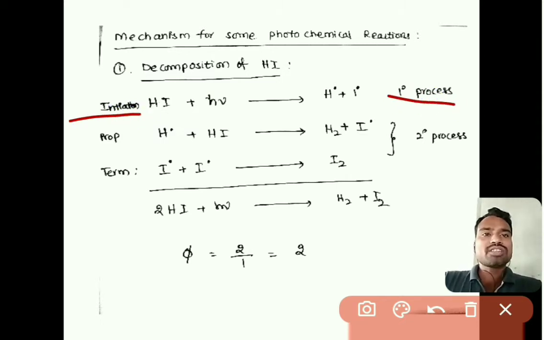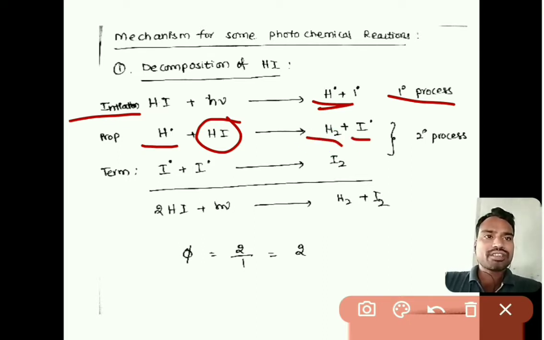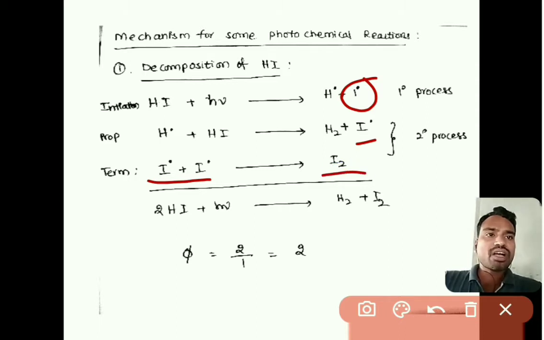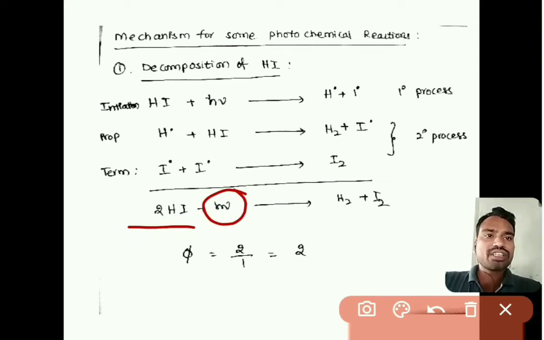And in the secondary process, the H dot formed here will react with another HI molecule, and that is converted into H2 plus I dot, right? And this I dot formed here will react with the I dot from the primary process, and I dot plus I dot gives I2, right? So this is the decomposition of HI. The overall reaction is 2 HI molecules, by absorbing 1 photon of energy, converted to H2 plus I2. So this is the overall reaction.